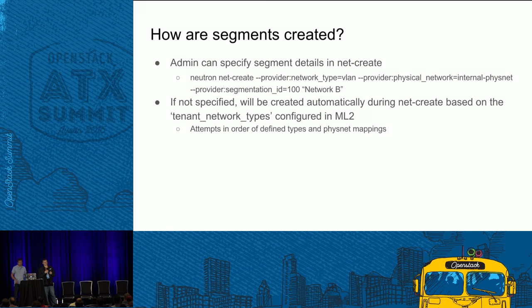If this isn't specified, so if you're a regular tenant and you're creating a network, you won't be allowed to do this. So if this isn't specified in ML2, there's another option called tenant network types, and that will define the default type that ML2 tries to use. So if you have this set to VLAN, for example, it will try to create a VLAN segment for every Neutron network that's created. It'll allocate from that pool of VLAN IDs that are set up for each FISNet.